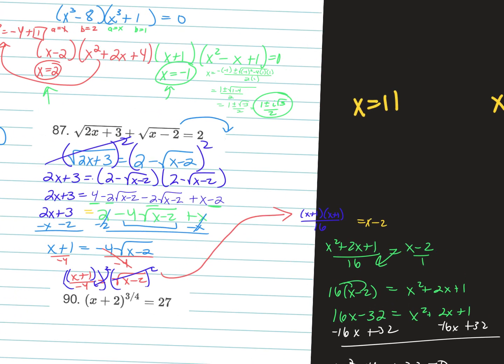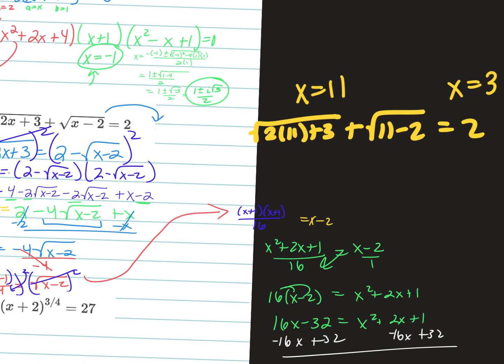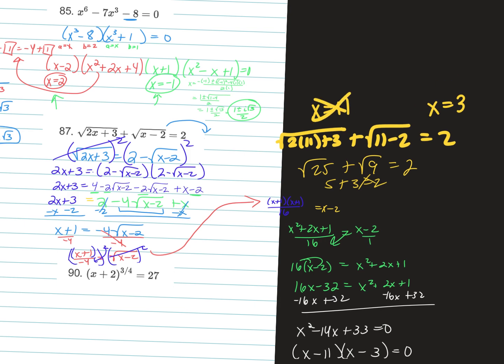So we're going to take the square root of 2 times 11 plus 3 plus the square root of 11 minus 2. Does that equal 2? So 2 times 11 is 22 plus 3 is the square root of 25, plus 11 minus 2 is 9, equals 2. Well, the square root of 25 is 5 plus the square root of 9 is 3 equals 2. Well, that doesn't work. So x equals 11 doesn't work.